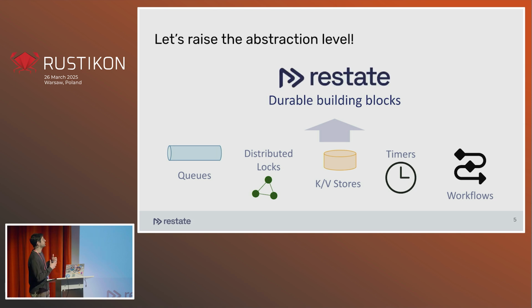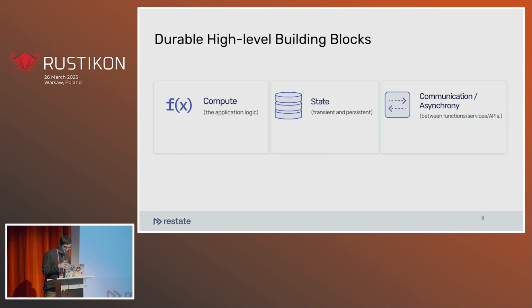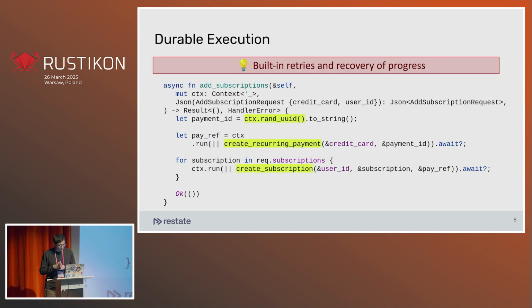It's trying to bring in these durable building blocks, as we call them, that give you several features that let you model your application in a resilient way without having to deal with all these low-level concepts. So let's get into those. We have three macro categories, and we start with compute first. This is durable execution. Now, durable execution at a glance is a very simple concept.